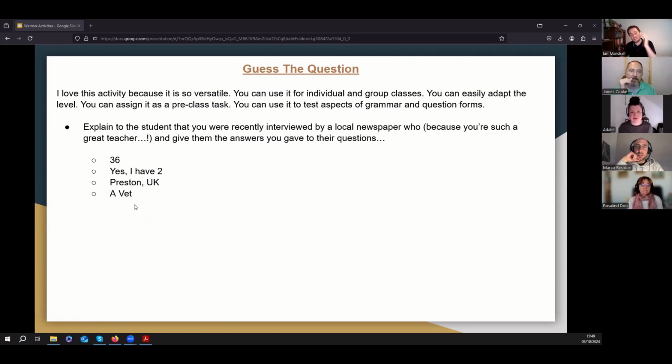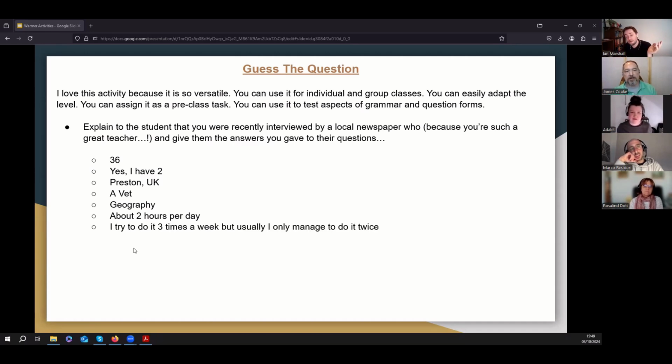And again, you can change these as you go. So I'd say something like geography, about 2 hours per day. I try to do it 3 times a week, but usually I only manage to do it twice. A bungee jump in South Africa, things like this. And then I get them to guess the question. This used to work very well in groups when you can get people to work together and guess what the question is, but you can do it one-on-one as well.